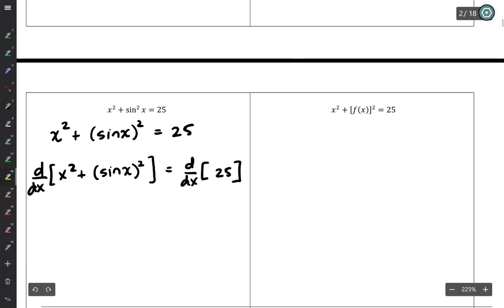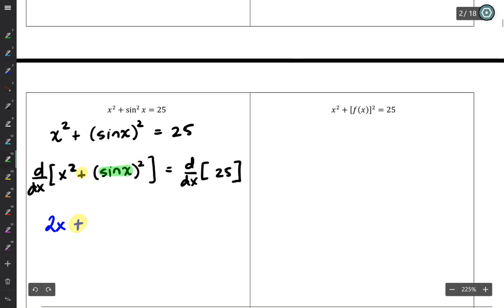Again, the left-hand side is put together with addition, so I get to compartmentalize my thinking. What's the derivative of x squared? 2x plus, what's the derivative of sine of x all squared? Again, we have chain rule. We have a composition of two functions of x. The inside function is sine. The outside function is squaring.